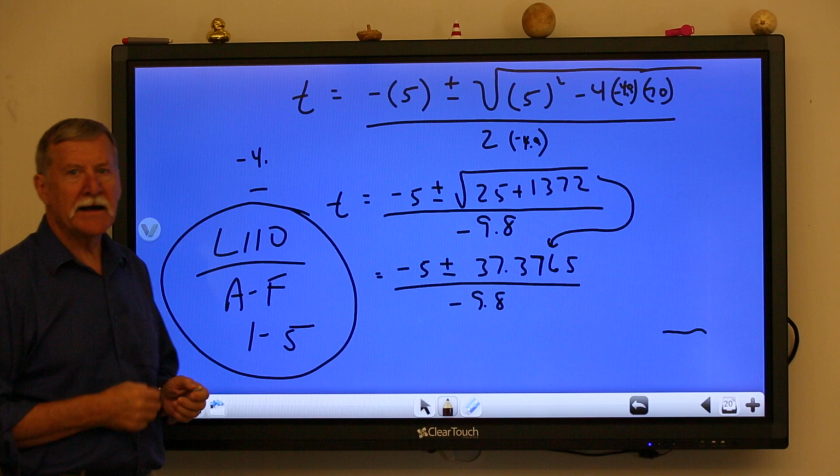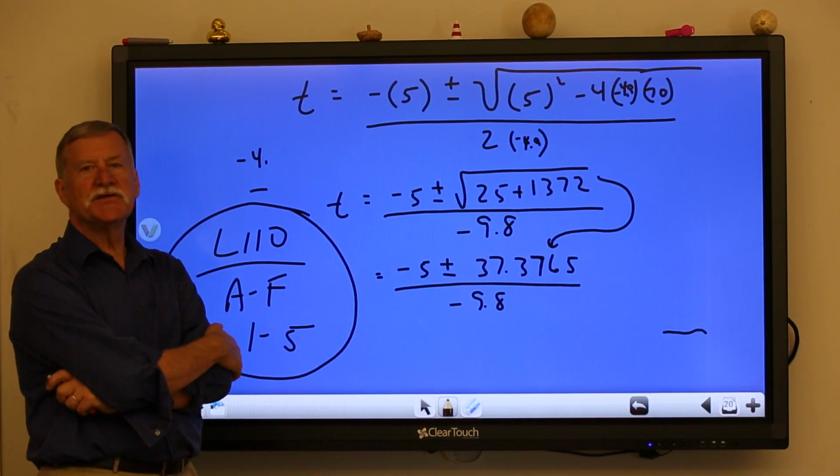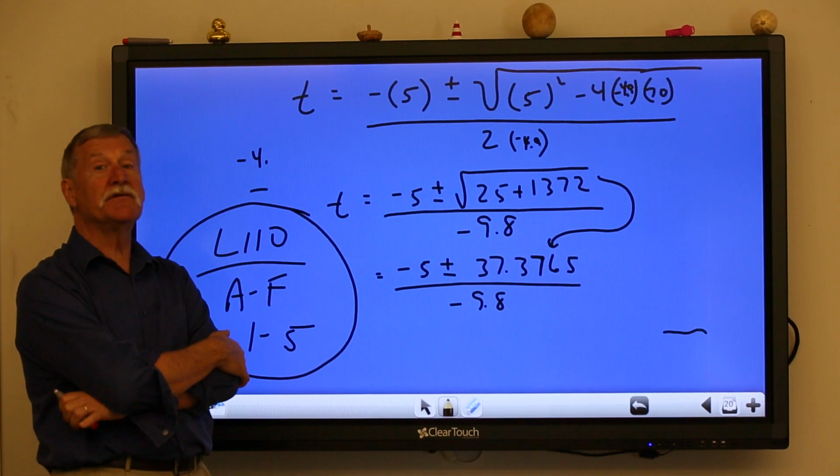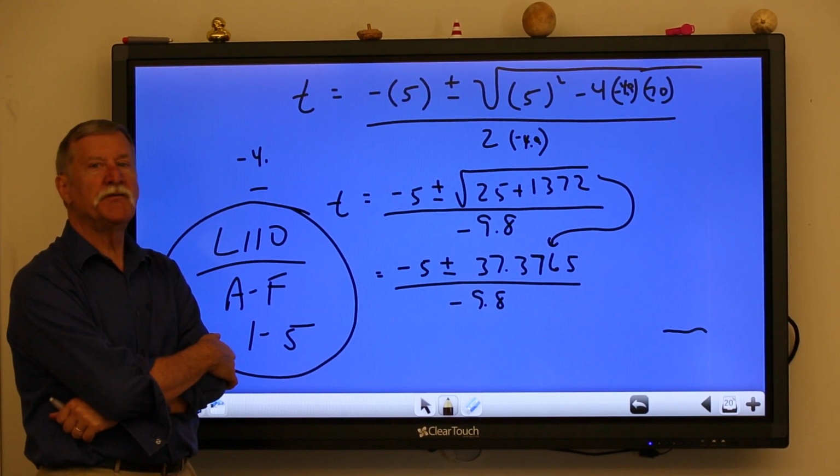And you might want to go back and review some of this stuff. Make sure it's in your notes. Quadratic formula is notoriously hard to remember. Make sure you've got that written in your notes someplace, so that you can refer to it.